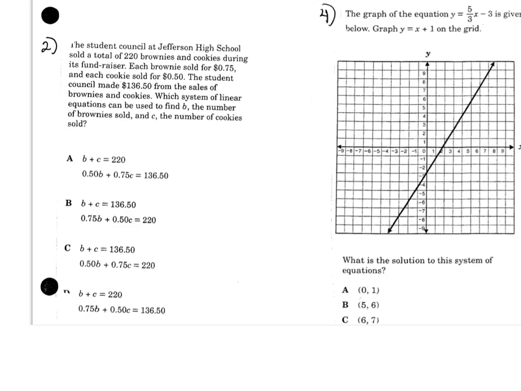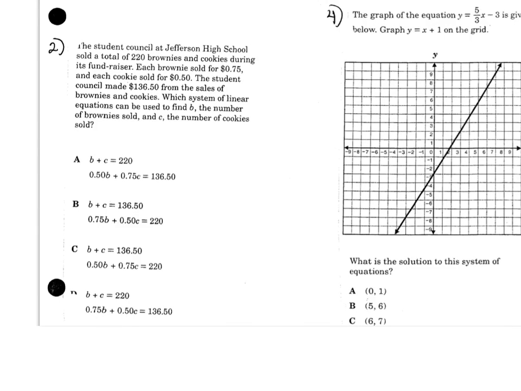Okay, so right away we're going to notice this first sentence right here. They sold a total of 220 brownies and cookies. So that means that B plus C has to equal 220. So this one works. Answer choice B does not work because it should not equal 136.50. So let's mark that one out. Well, B and C in this one can't equal 136.50 either, so it looks like we can narrow it down to A or D. So let's keep reading.